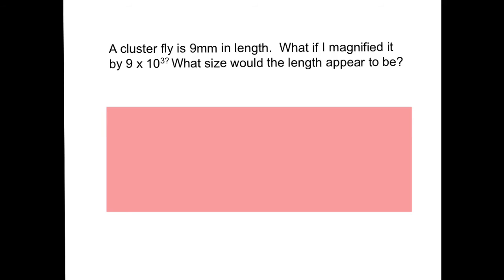Here's the problem that I just gave you. So I'm going to highlight the important information. The cluster fly is 9 millimeters, and when I magnify it, it's going to be that big. So when I'm writing my problem, now it should look like this. 9 times 10 to the third power. So I'm going to be multiplying how big the fly is times how big I'm going to be magnifying it. Now, I know that I'm going to be magnifying it 9 times 1,000, which is 9,000.